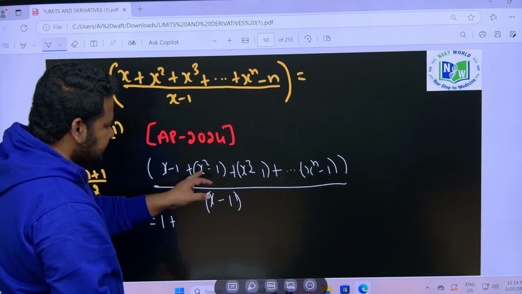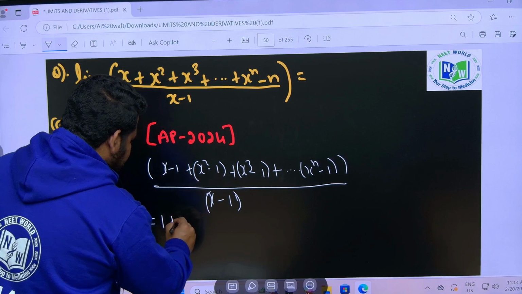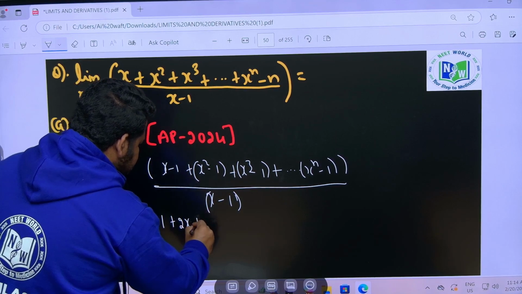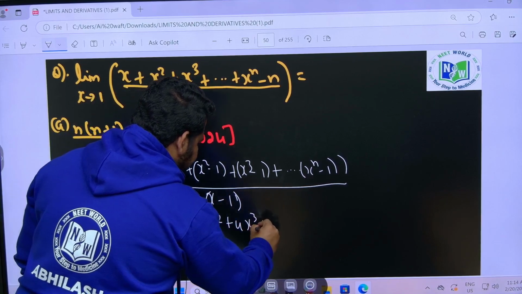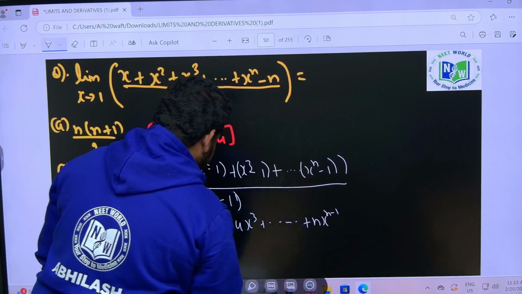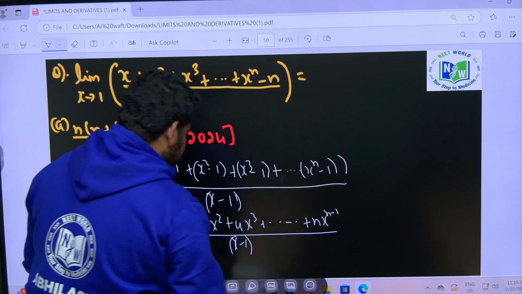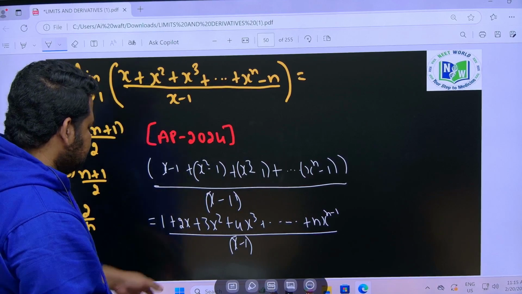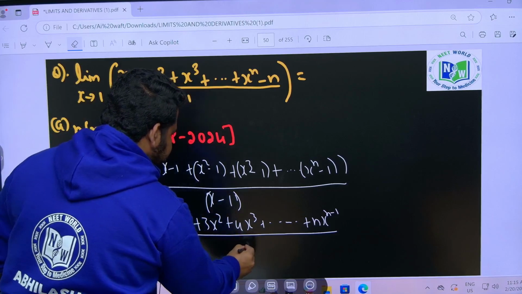x square minus 1 can be written as (x minus 1) into (x plus 1). So it will become 1 plus 2x, 3x square, 4x cube, up to n times x to the power of n minus 1, divided by x minus 1. No, you will not get x minus 1 because you already divided it. That's why you got this.